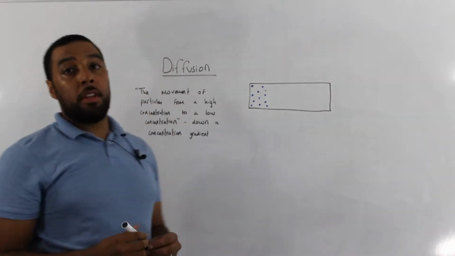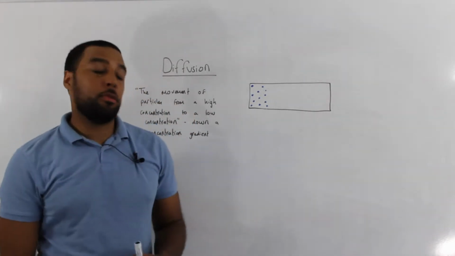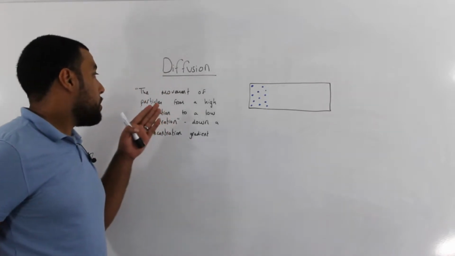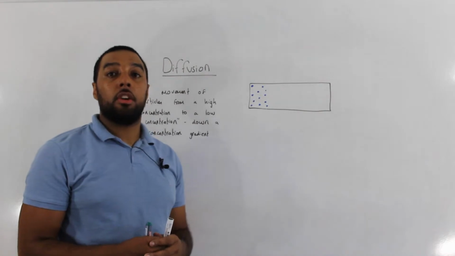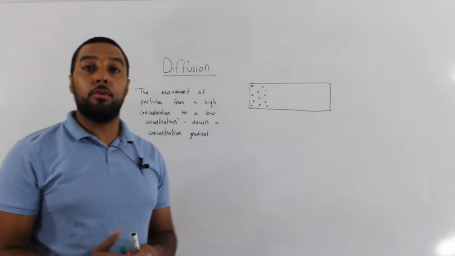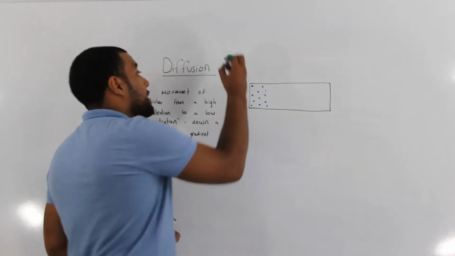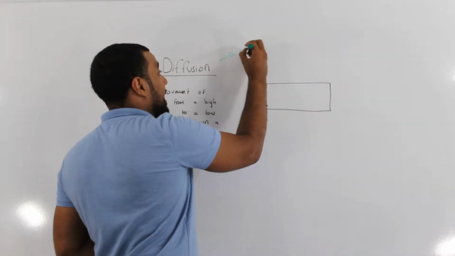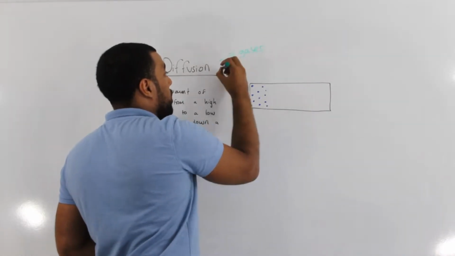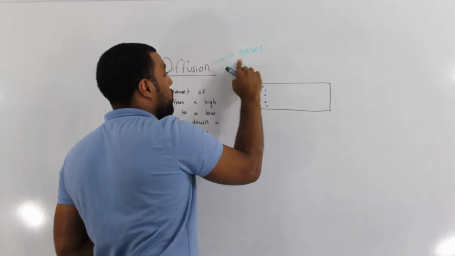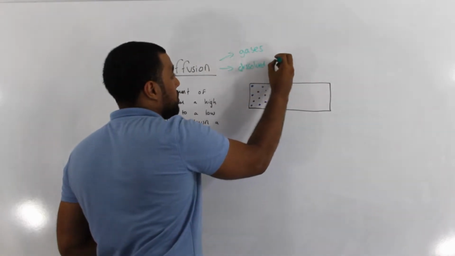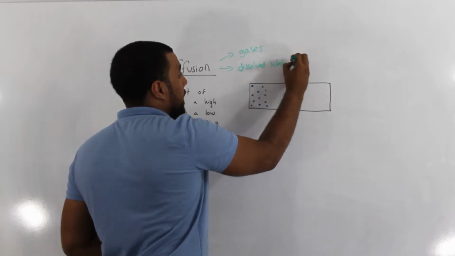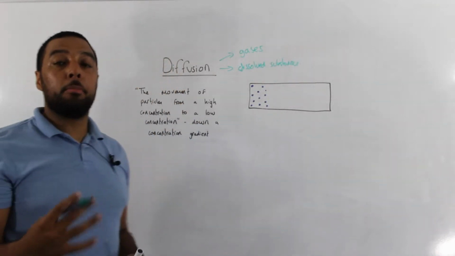So there's a few terms in there that I want to go over just before we move on. Remember, diffusion is the movement of particles from a high to a low concentration. The particles actually have to move. This is why diffusion takes place in gases or in dissolved substances, because the particles have to move and they cannot move in a solid.